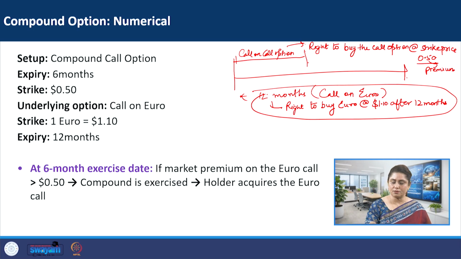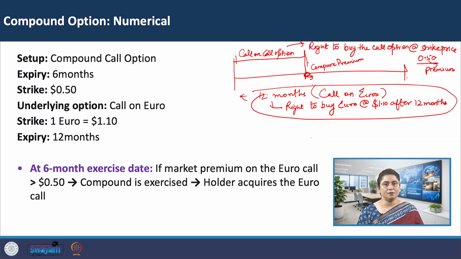So after 6 months, that is here, you are going to compare what? The premium. You are going to compare the premium of your option with the other existing options in the market, and you will see whether your premium is more or less.